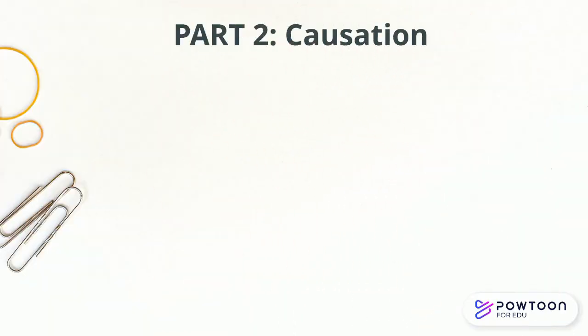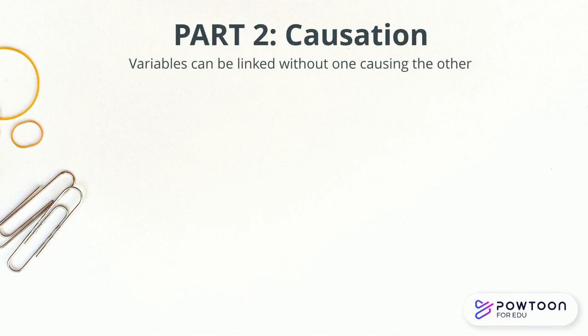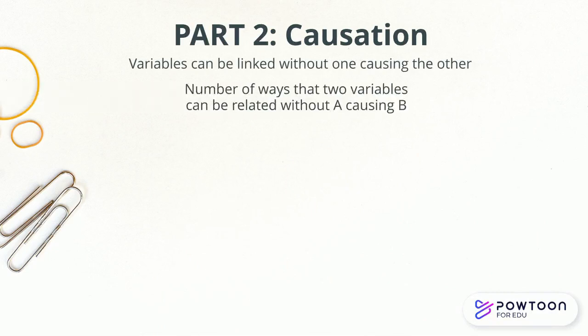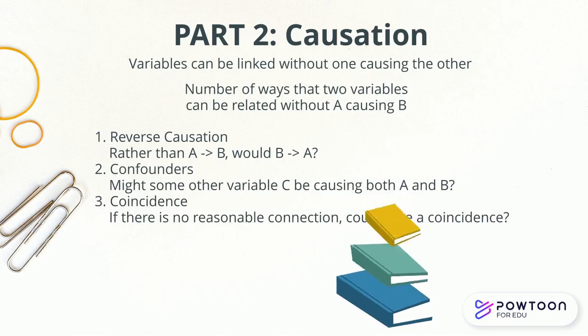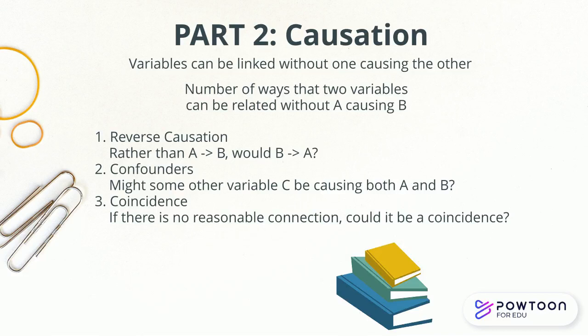Part 2. Causation. Variables can be linked without one causing the other. Number of ways that two variables can be related without A causing B. 1. Reverse causation. Rather than A causing B, would B causing A make more sense? For example, a winter coat usage A correlates with cold weather B, but cold weather actually causes winter coat usage.